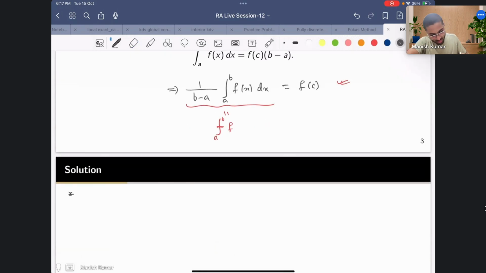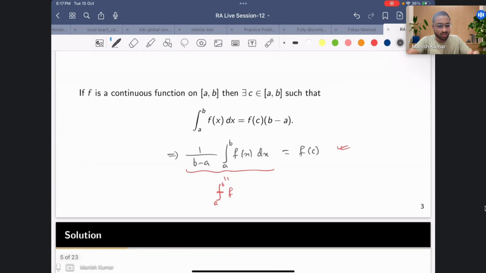So this function is a continuous function on a compact domain, right? [a, b] is a closed and bounded interval. So in this compact set, since it is a continuous function, it will achieve the maximum value and the minimum value. This is what you know, that any continuous function defined on a closed bounded interval achieves its maximum value and minimum value at some point.